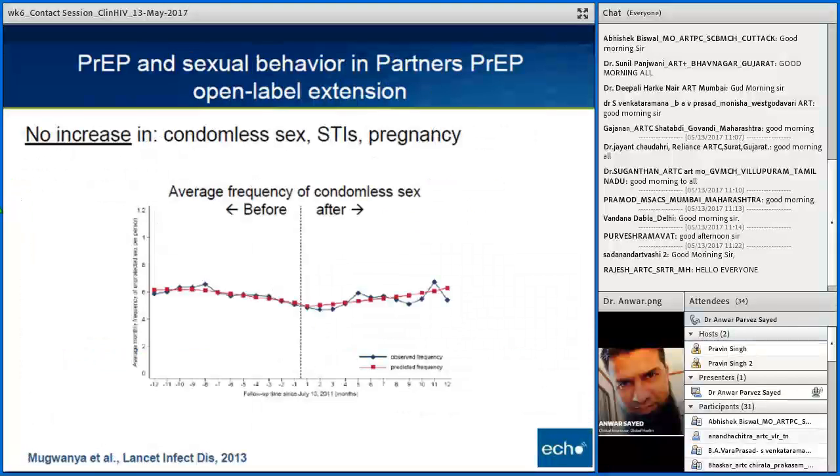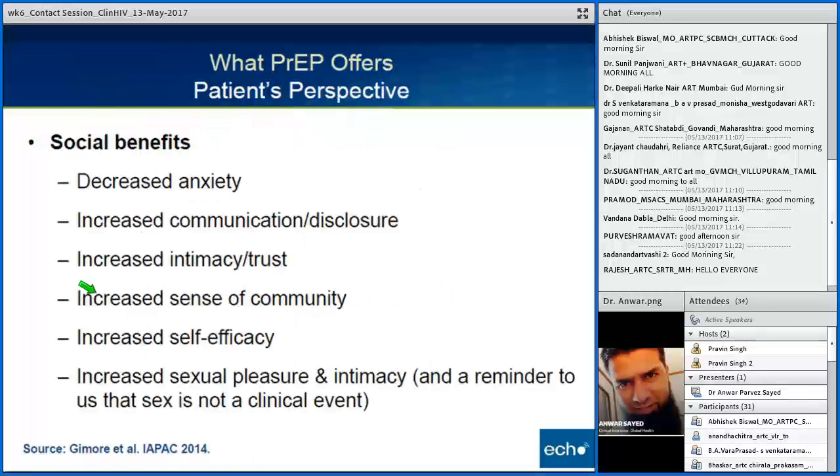and also people did not know whether they were receiving PrEP or placebo. But after the study was complete, and after everyone knew who was taking PrEP and who was taking the placebo, then also it did not increase the risk-taking behavior. It remained actually the same before and after usage of PrEP.